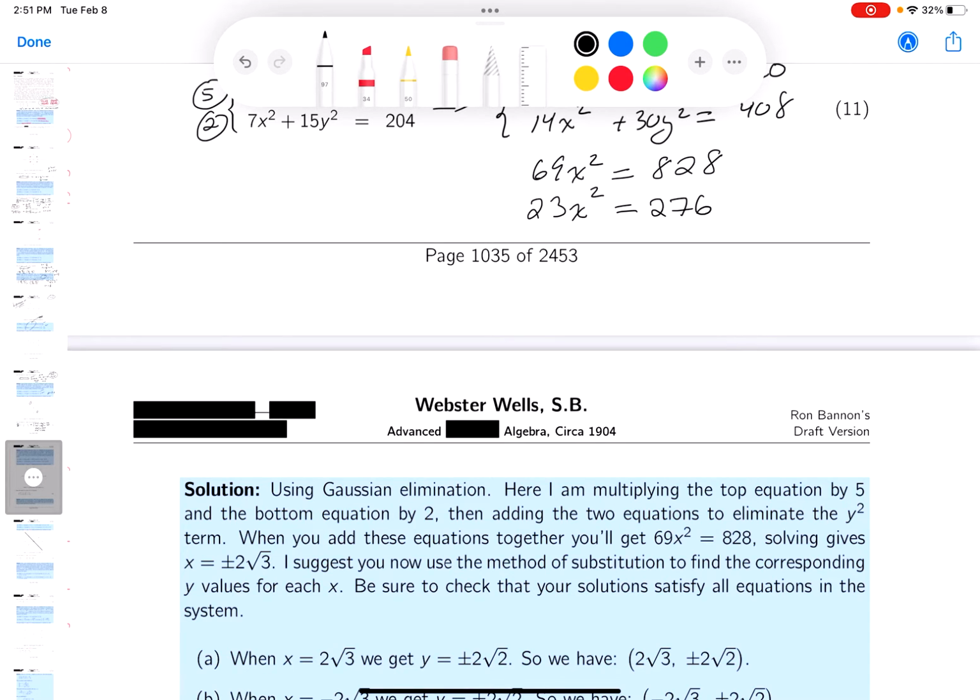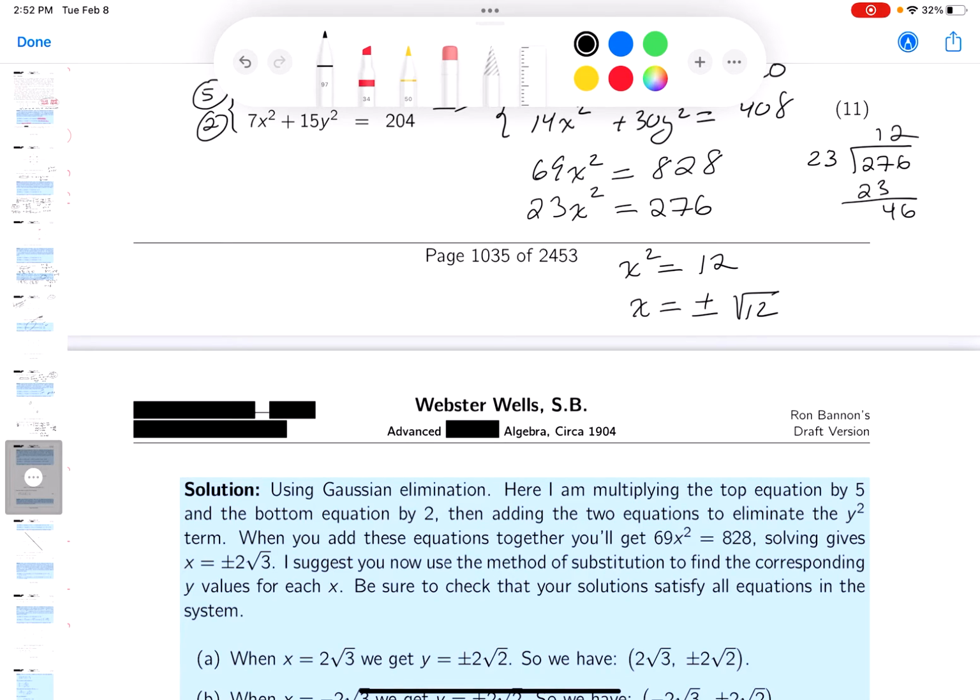All right, let's do that. 23 into 276. Well, 1, 23. And then what do you get? You get 46. So what do you get over there? 2. Not so bad. Wasn't as bad as I thought. So x squared is equal to 12. So x equals plus or minus the root of 12.